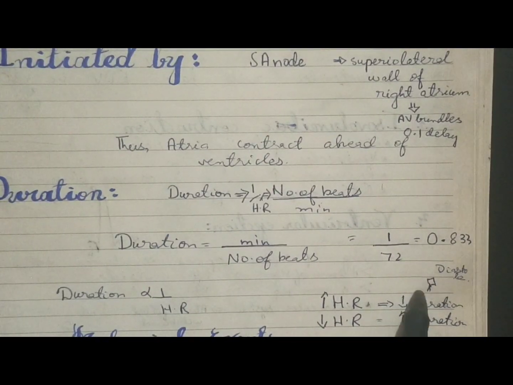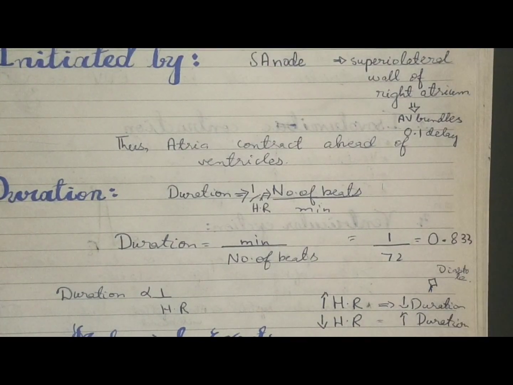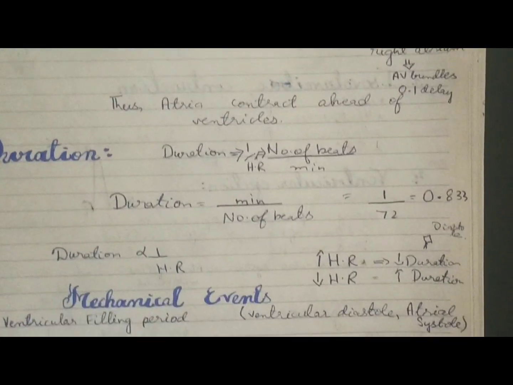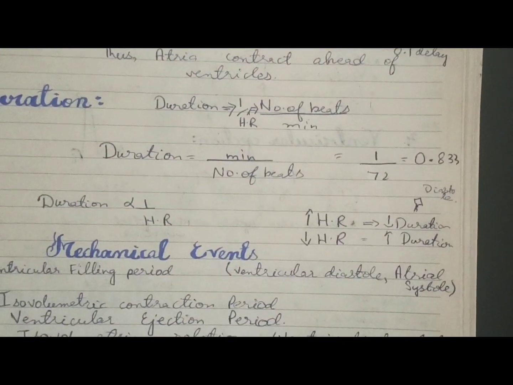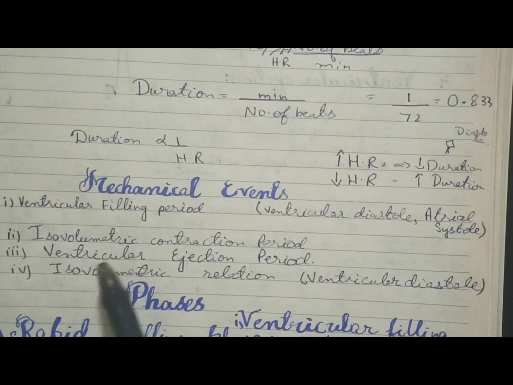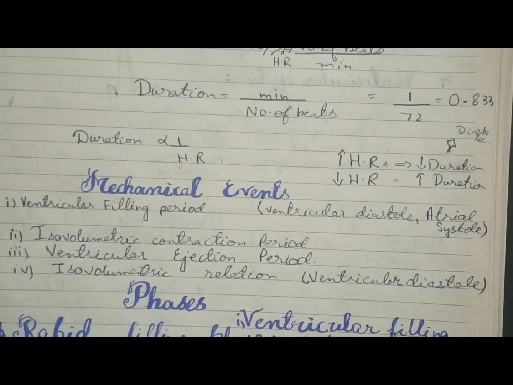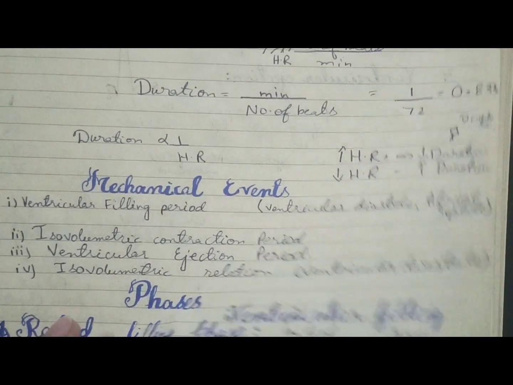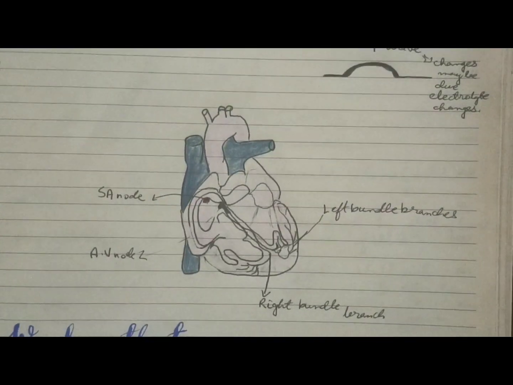Particularly for the relaxation period of the heart, which is known as diastole. The mechanical events that are taking place in a cardiac cycle: there will be ventricular filling period, isovolumic contraction period, ventricular ejection period, isovolumic relaxation period. First of all, we will take a look at this diagram so our understanding will get quite better.